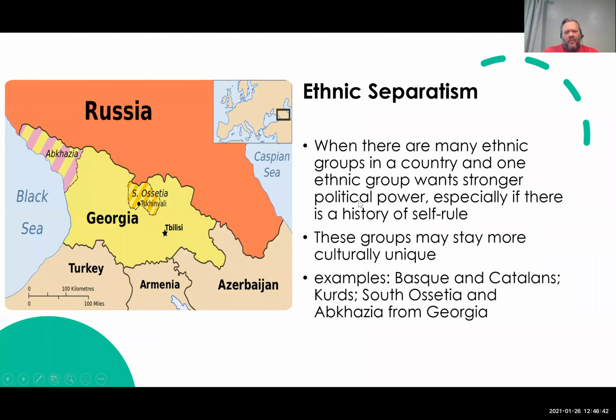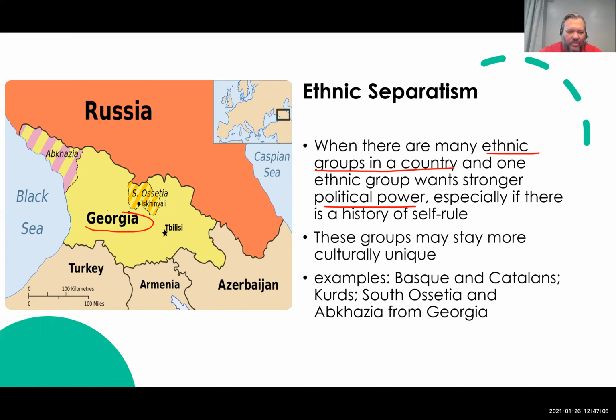All right. We also have this thing called ethnic separatism. This is just another vocab word. It's when there are many ethnic groups in a country, and we talked about Yugoslavia as one of the big examples, and one ethnic group wants more political power, especially if there's a history of self-rule. So these groups may stay more culturally unique. And so, let's look at this.